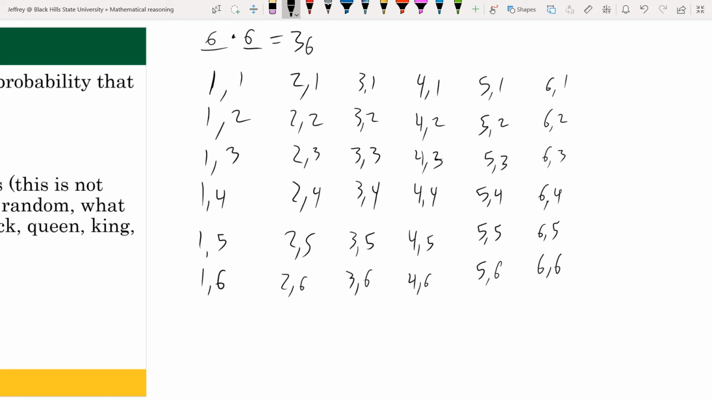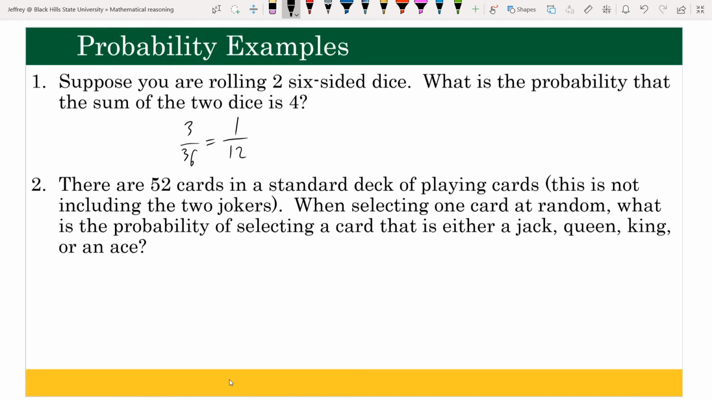Now, how many of these will add up to a sum of 4? It turns out that it's only these 3 here, where 1 plus 3, or 2 plus 2, or 3 plus 1 gives a sum of 4. So that means the probability is 3 out of 36, or 1 out of 12. And 1 divided by 12 is 0.083 repeating, or 8.3%.